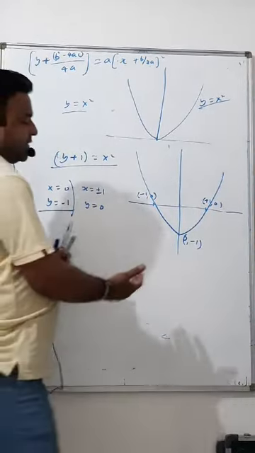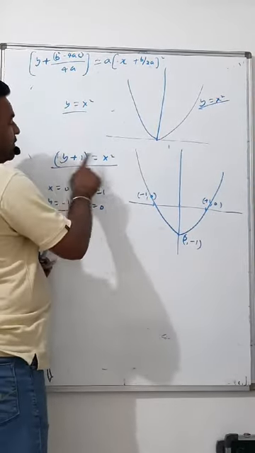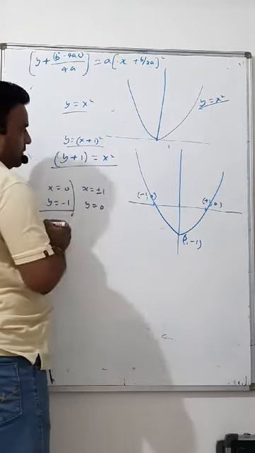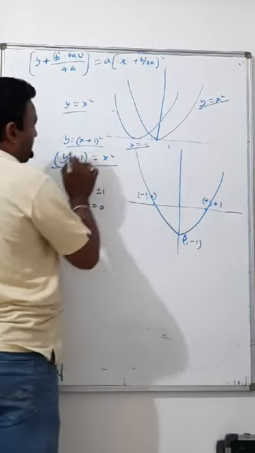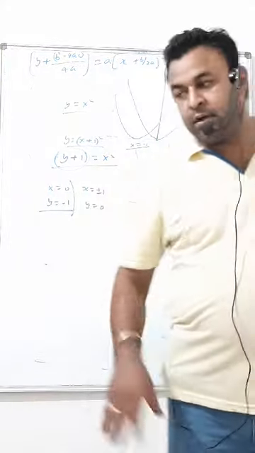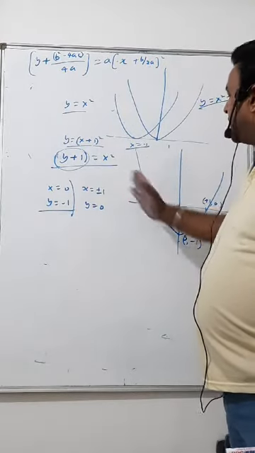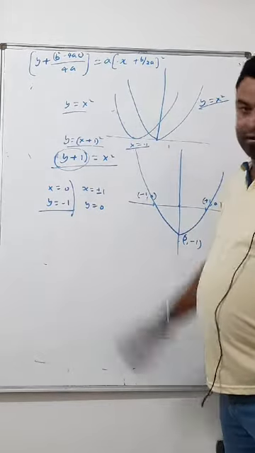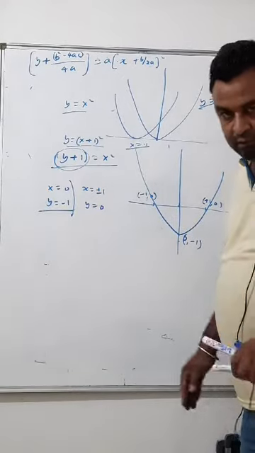In the previous example, it was shifted back in negative x, where I did what? y is equal to x plus 1 whole square. It was shifted here, x equals minus 1. Here it is y plus 1, it is shifted down. I hope you are getting what I am trying to say. If I write here x plus 1, then the point touching the origin is shifted to minus 1. If I write here y plus 1, then it shifts downwards.